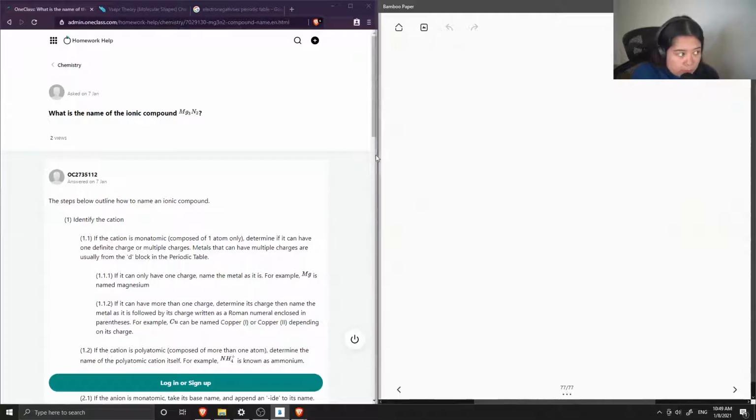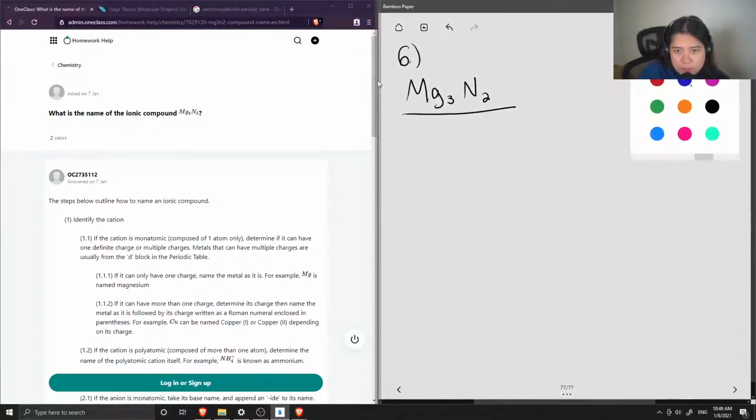Okay, so question 6. What is the name of this ionic compound? So when we have an ionic compound, this goes by a different set of rules compared to if we had a binary covalent compound.